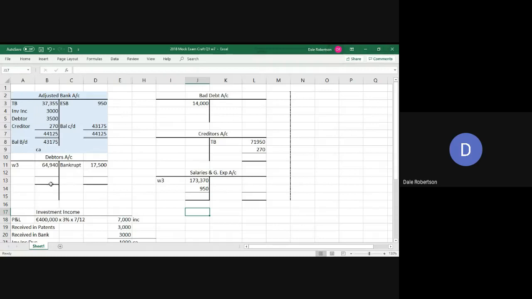Now we'll just do a little bit of tidying up here with some of these balances. You don't need to go overboard on this. You just need to put in the total. So now our new debtors number is 47,440. That's the number you will get your provision for bad debts on in working 10. The bad debt is 14,000, which of course is an expense if we wish to record that.